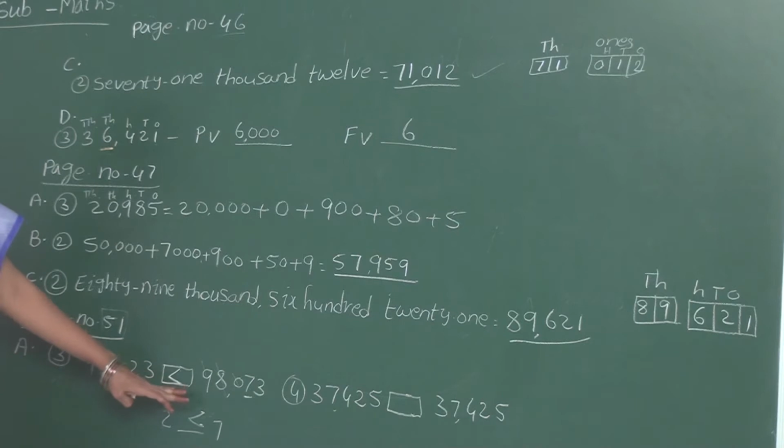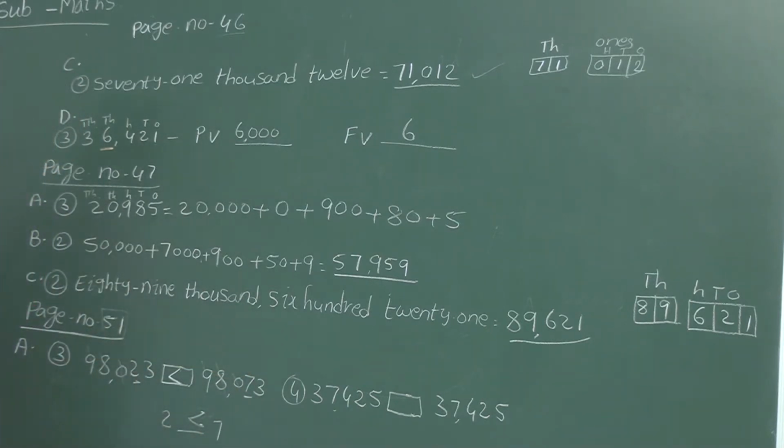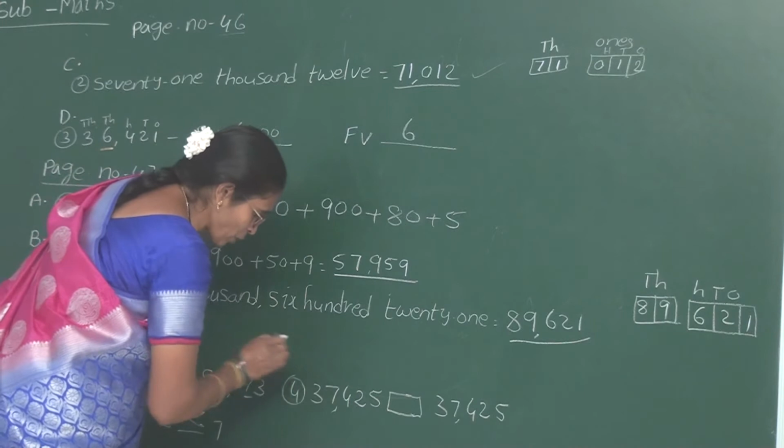98,023 is less than 98,073. Is it correct? Okay. Come to the next question, fourth question. Here also, first of all, count the digits.